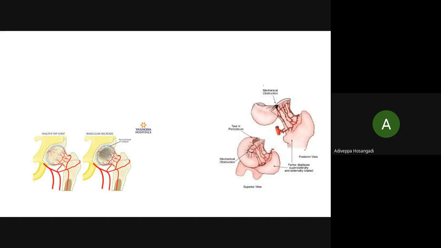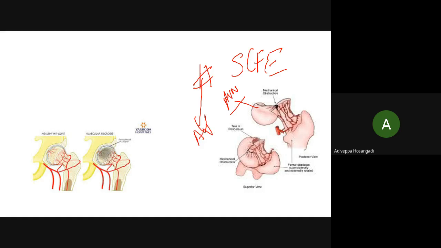So again, this is one case of slipped capital femoral epiphysis. Understand? So what has happened? The capital epiphysis, before the fusion into the metaphysis, has slipped. So again, there is a disruption of the blood vessels. So what is the complication? Again, there is avascular necrosis. What is the complication of fracture neck of femur? Again, the most common is avascular necrosis.